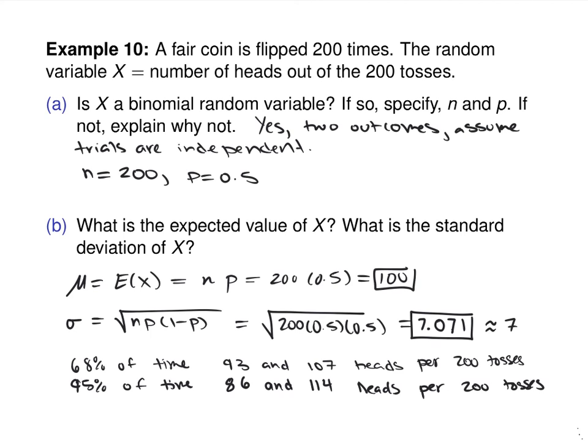And similarly, you could find the almost everybody, 99.7%, will be between, on the upper end, 121, and on the lower end, 79. So if you do 200 trials, this tells you kind of what the range of number of heads you'd expect to see. There'll be some variability, but it'll be centered around that 100, which seems like the most logical average.